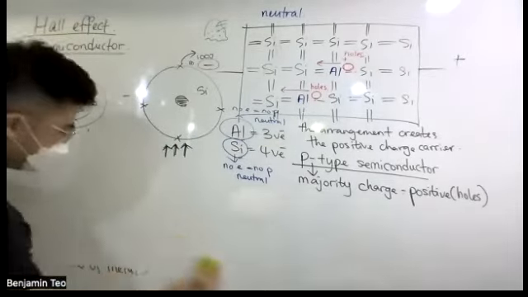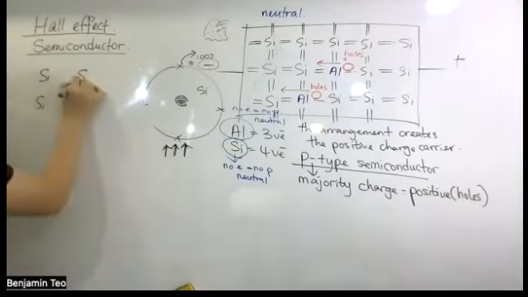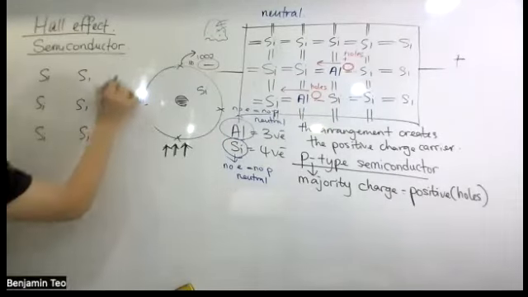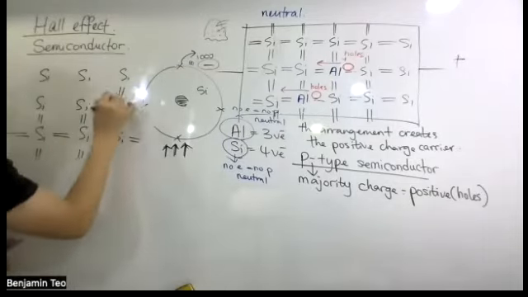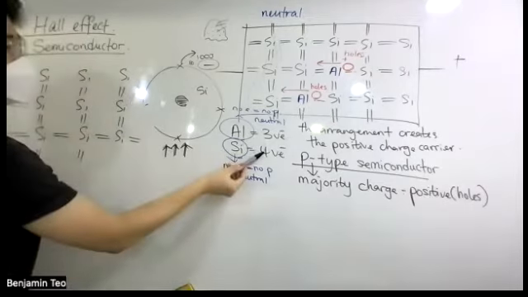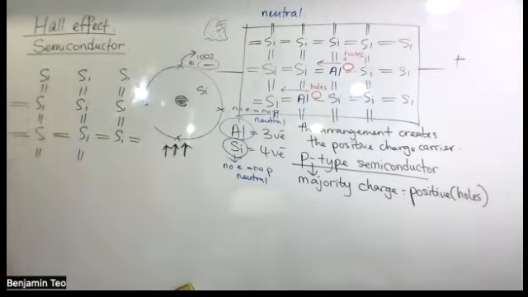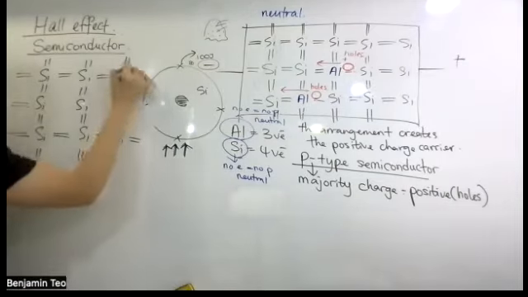Okay, let's say I take the same piece of material, the pure silicon. This time I mix it with another element. Instead of mixing aluminum, I put an atom that has 5 valence electrons. The previous one has 1 electron less than silicon. What if I put 1 electron more than silicon? For example, phosphorus. I change this one to P.